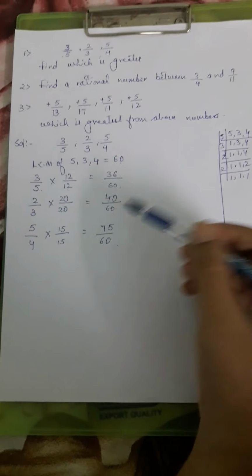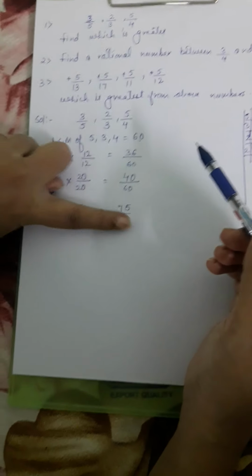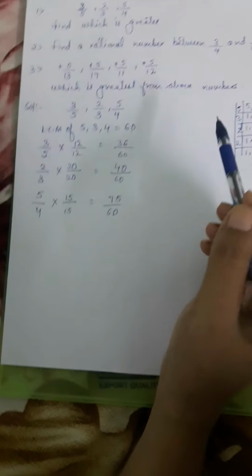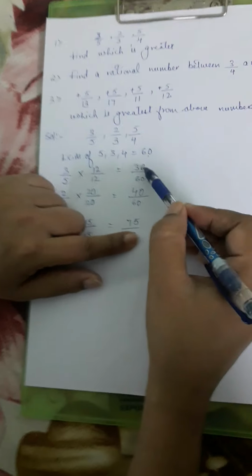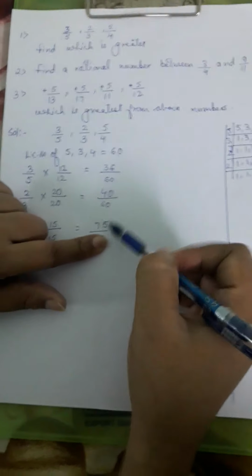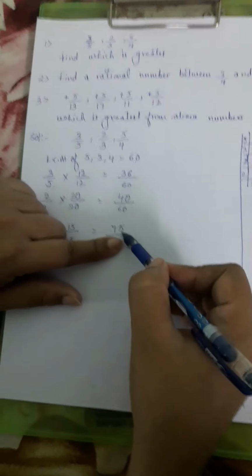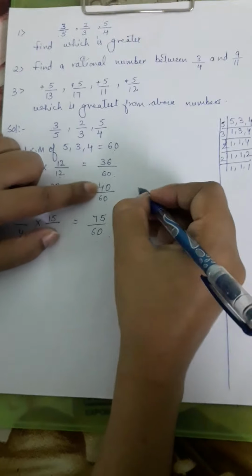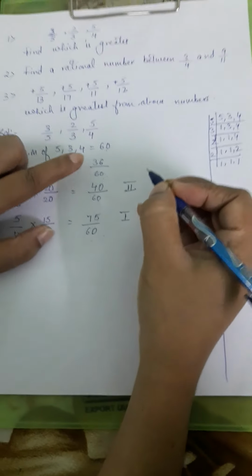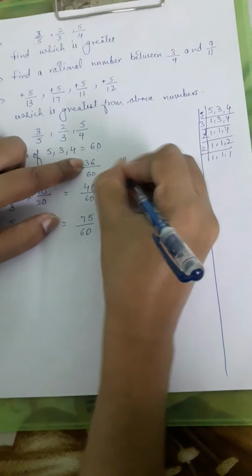Now, after you make the denominator the same, it becomes easy to compare the fractions. If they have the same denominator, you ignore the denominators. Just see the numerator. 36, 40 and 75. Which is the greatest? 75 is greatest. So this rational number is greatest. After that, which number? 40 is greater, second greatest. And then 36. This is the last.